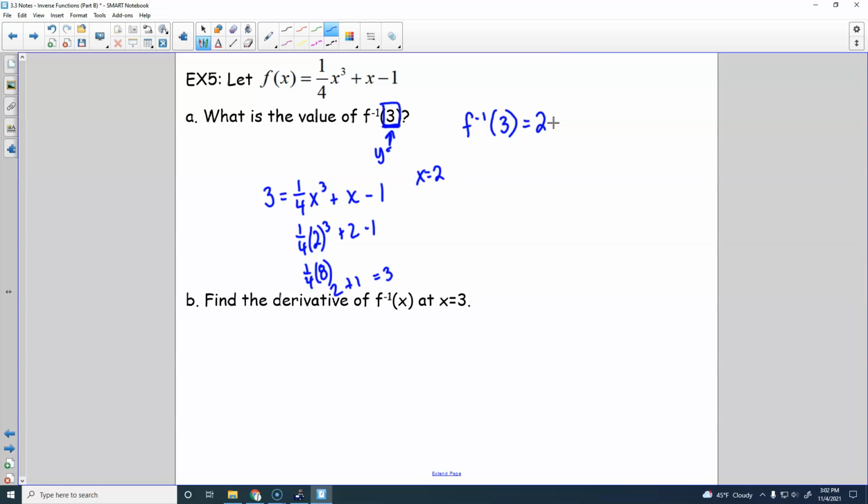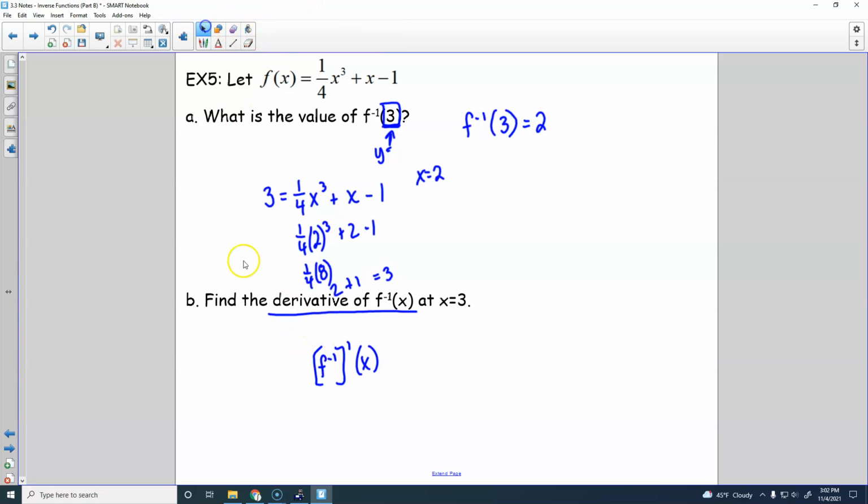Okay, so we're supposed to find the derivative of f inverse of x at x equals 3. Okay, so derivative of f inverse, that is telling us to find f inverse prime of x. Right, which, so you've got a couple options on how to do this. I'm going to show you 2 ways.